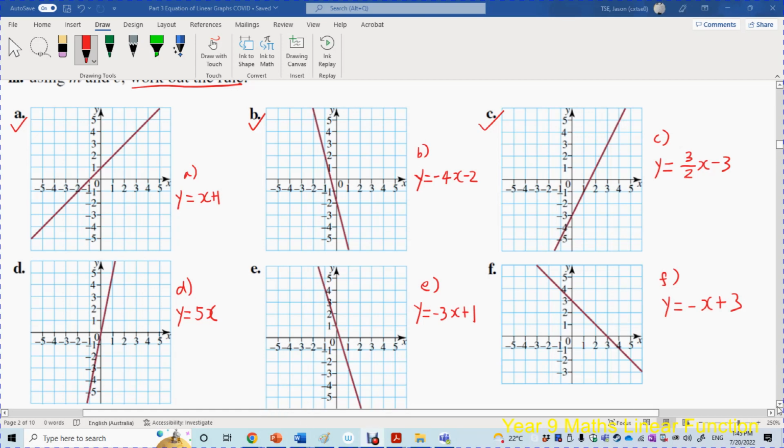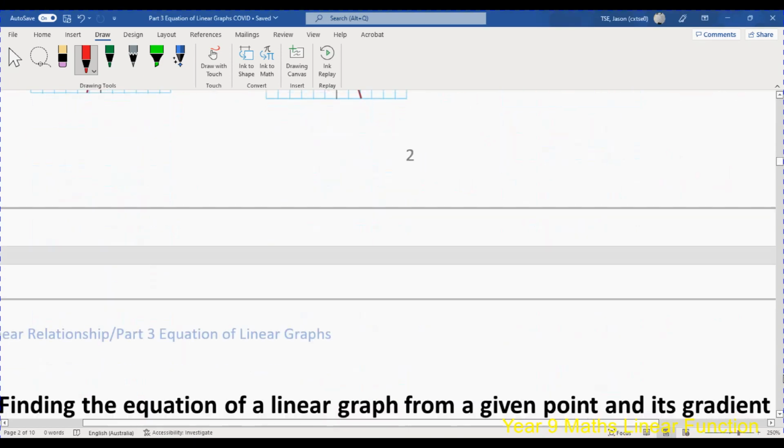Okay, so here are the answers. Can you check your answers? Then let's move on.